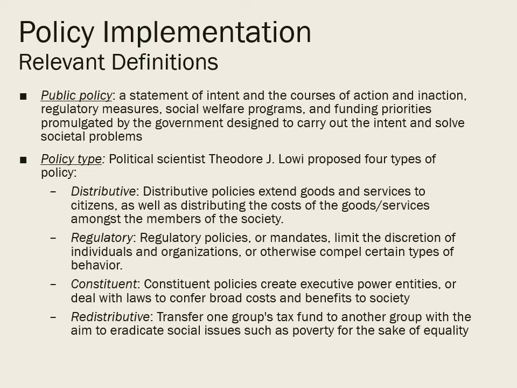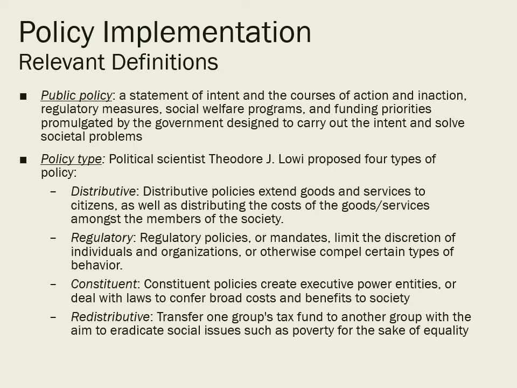So you're probably aware of Theodore Lowi, a political scientist, and he proposed 4 types of policies: distributive, regulatory, constituent, and redistributive. Distributive policies basically extend goods and services to citizens and also distribute the cost of those goods and services across society. If you think about government policies that impact spending for defense and welfare, public education, highways, public safety, those are benefits that will benefit a lot of members of society, and you've got to spread the costs of those somehow.